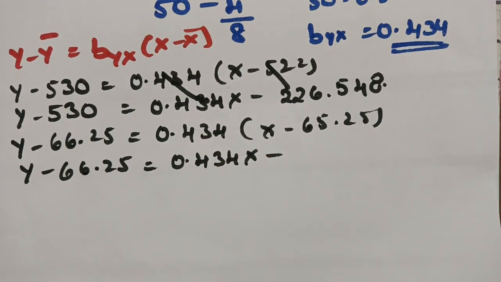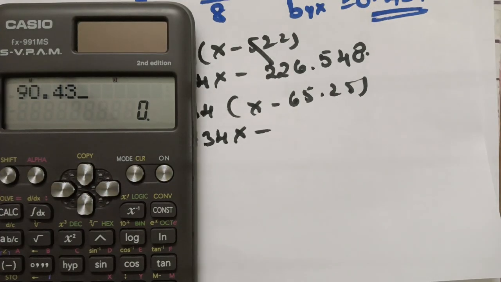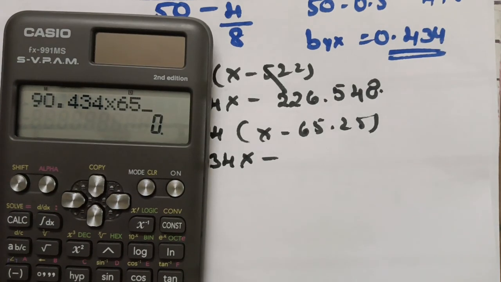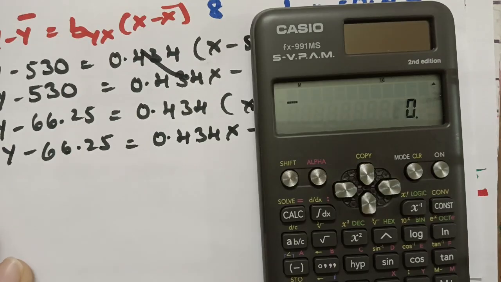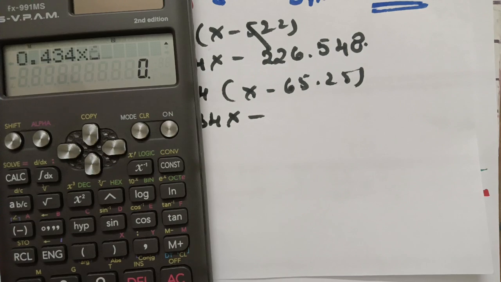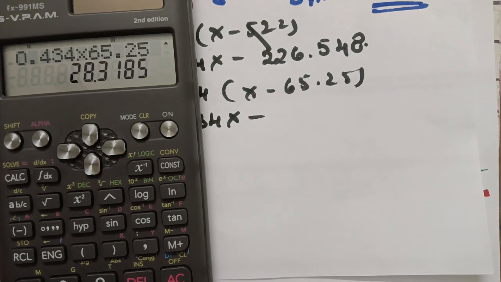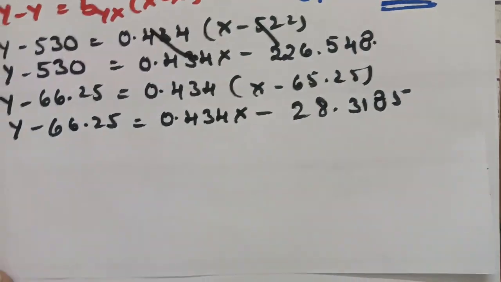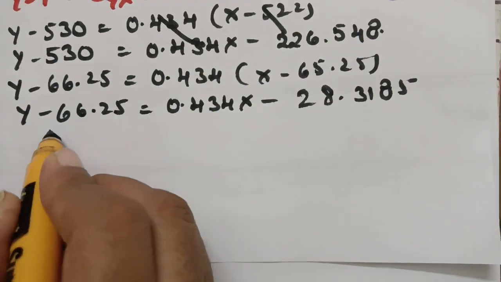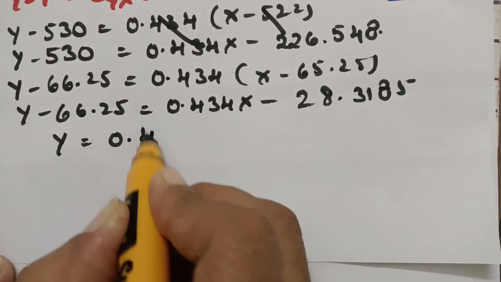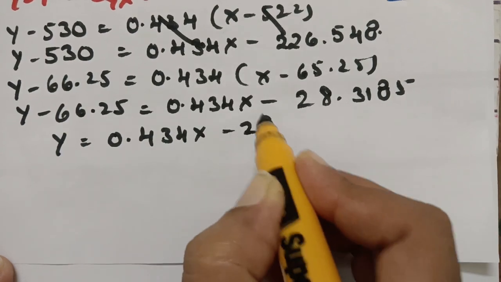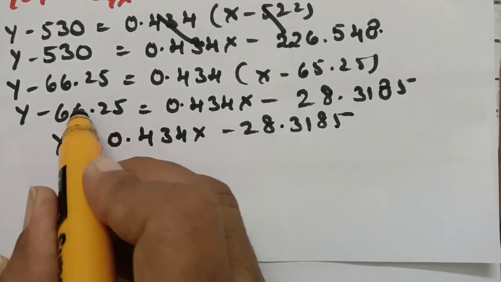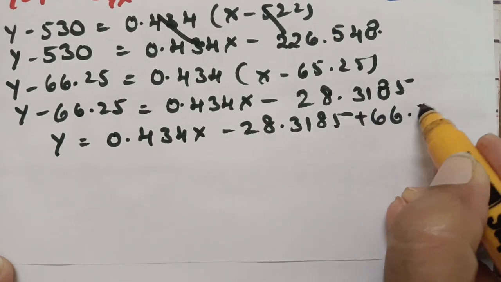If you multiply these two, see what happens here. This is 0.434 into 65.25. The value here is 28.3185. So I need the value of y here. I am sending minus 66.25 to the other side. So y is equal to 0.434x minus 28.3185, and this minus becomes plus, this will be 66.25.